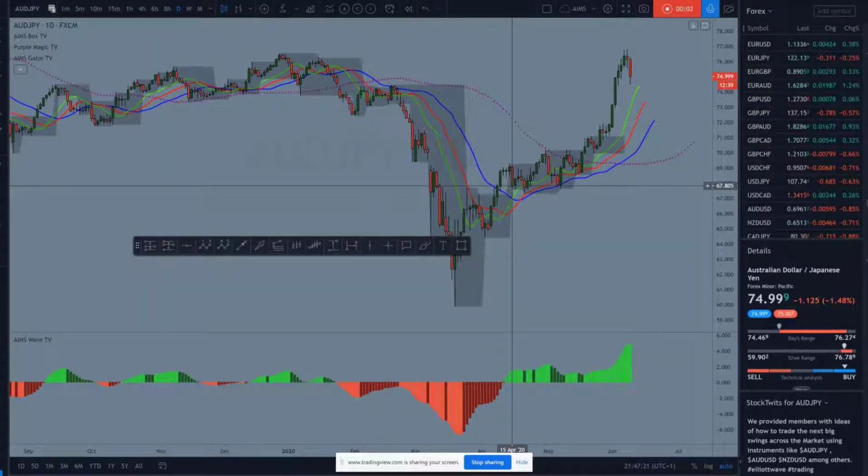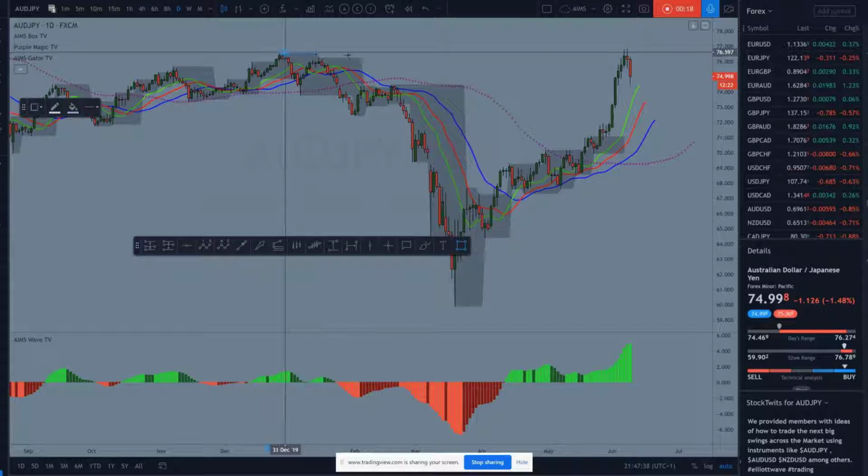The Australian dollar against the Japanese yen, AUD JPY. There is a situation here. So I'm looking at the daily chart. We can make some drawings on this. If you look at these levels here, as we can see, the market has moved considerably up.